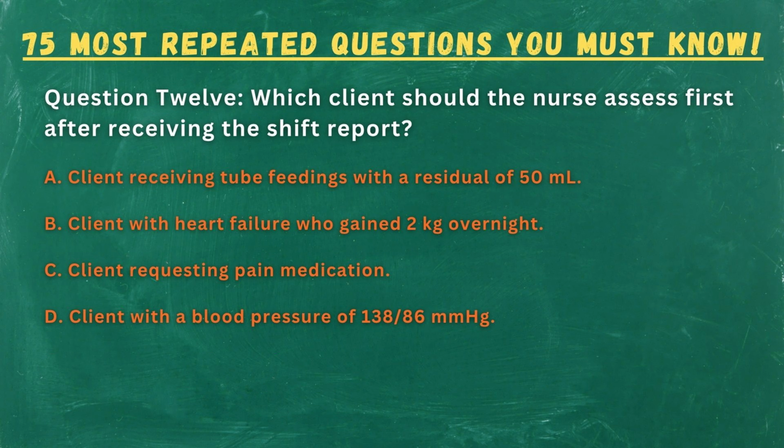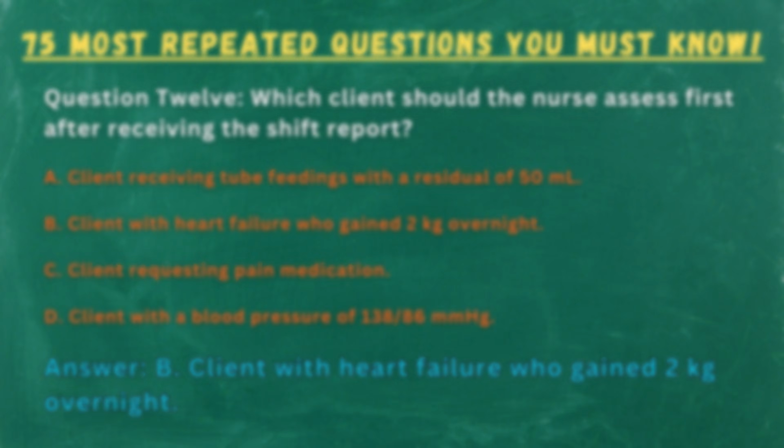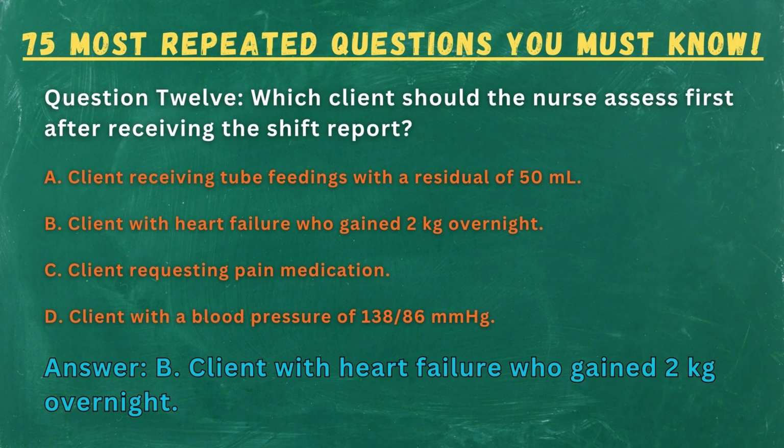Question 12. Which client should the nurse assess first after receiving the shift report? A. Client receiving tube feedings with a residual of 50 milliliters. B. Client with heart failure who gained 2 kilograms overnight. C. Client requesting pain medication. D. Client with a blood pressure of 138/86 mmHg. Answer. B. Client with heart failure who gained 2 kilograms overnight.